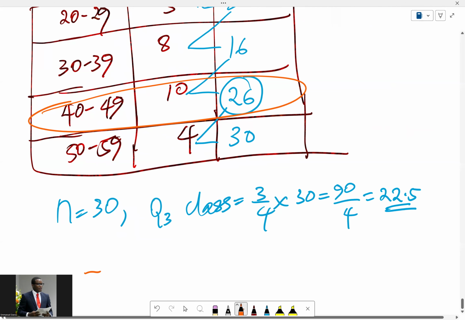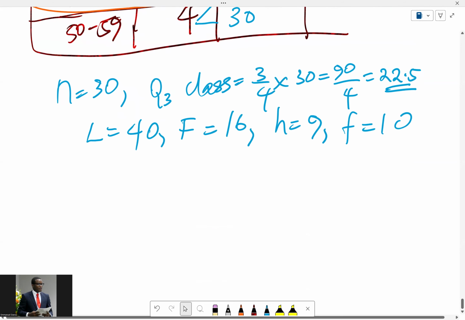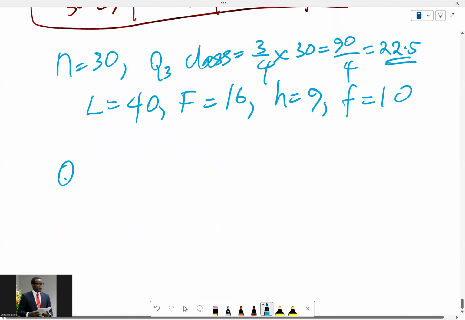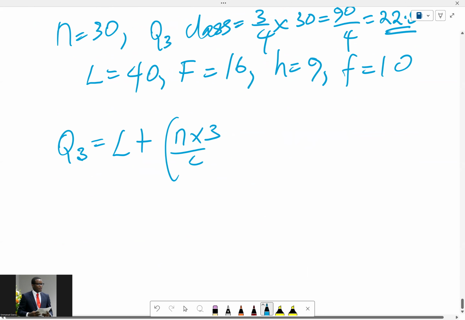So that simply means the lower boundary is 40. What else do we need? The cumulative frequency before that is still 16. The class width, of course, is 9. The frequency of the class itself is 10. This 10 is not the cumulative frequency, but the actual frequency of that class. So now we can apply the formula for Q3, which corresponds to the 75th percentile. Q3 again is L plus N times 3 over 4, minus the cumulative frequency before that class, times H over F.